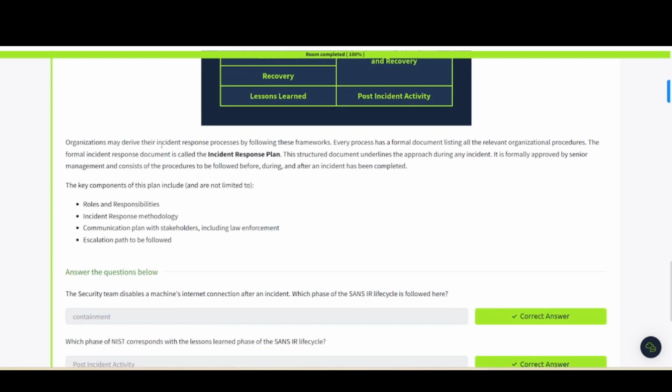Since organizations may derive their incident response processes by following these frameworks, every process has a formal document listing all the relevant organizational procedures, hopefully. The formal incident response document is called the incident response plan. The structured document underlines the approach during any incident. It is formally approved by senior management and consists of the procedures to be followed before, during, and after an incident has been completed. The key components of this plan include, but are not limited to, roles and responsibilities, incident response methodology, communication plan with stakeholders, including law enforcement, and escalation paths to be followed.